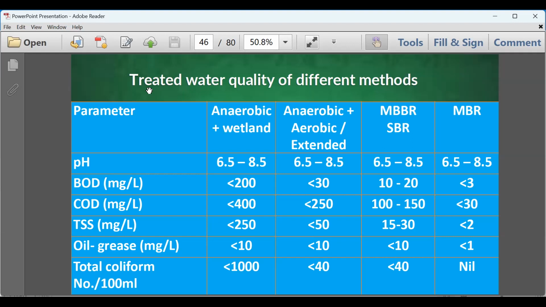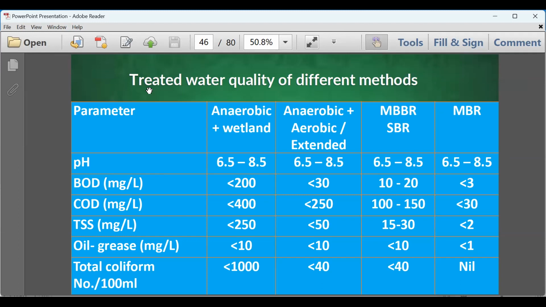In the third column, with anaerobic-aerobic combined treatment as well as extended aeration treatment, we can get inland surface water quality: BOD below 30, COD below 250, TSS below 50. Instead of aerobic treatment, if we combine anaerobic treatment with wetland, we can get water parameters that can be used for irrigation purposes. But for the wetland or anaerobic treatment, we need a large area.